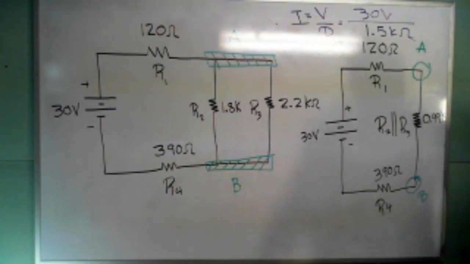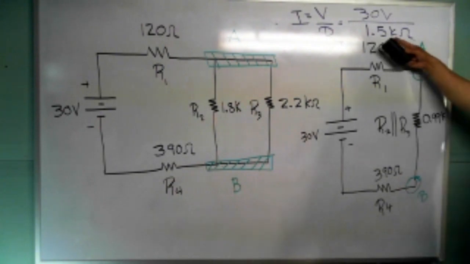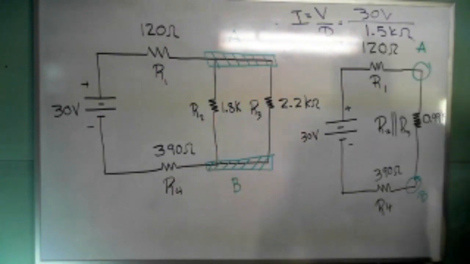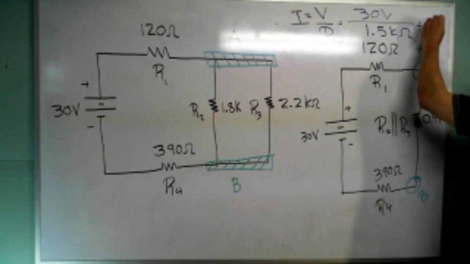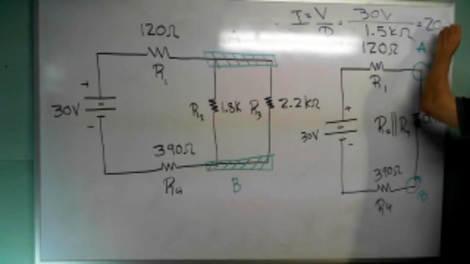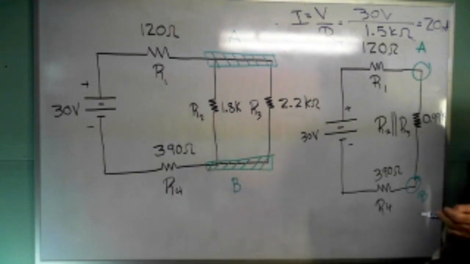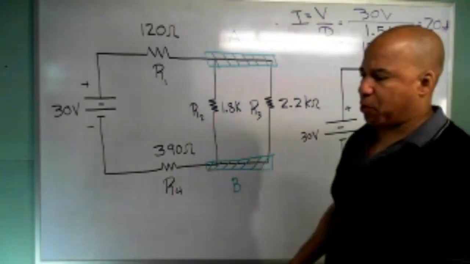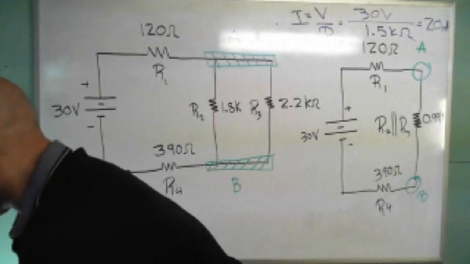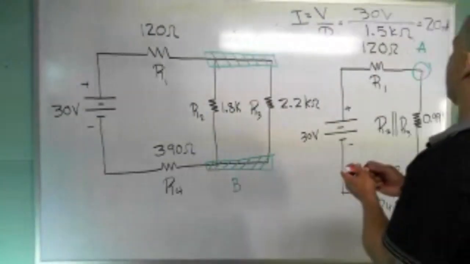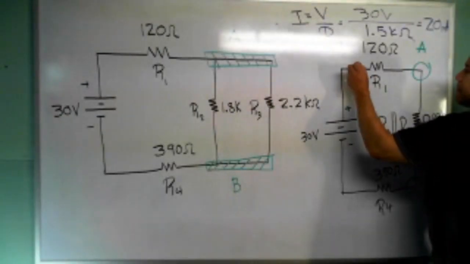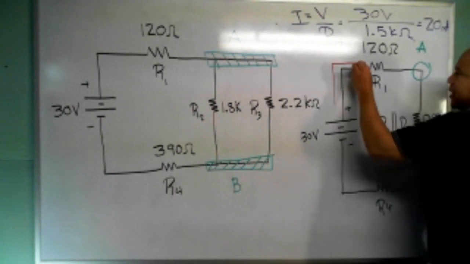So what happens if you take 30 divided by 1.5 K ohms? My answer is going to be in milliamps because I got K on the bottom. 30 divided by 1.5. What is that? 20 milliamps. So what I'm going to do is use your coloring pencils and pens. I'm going to show that 20 milliamps in series right here coming out of the battery.